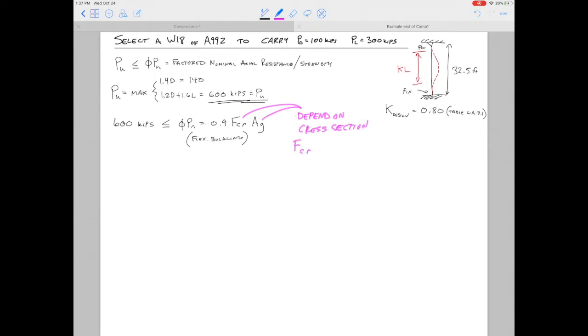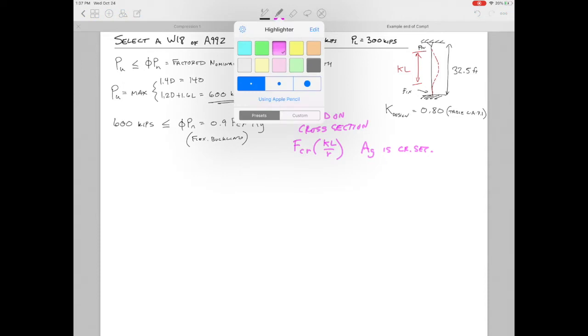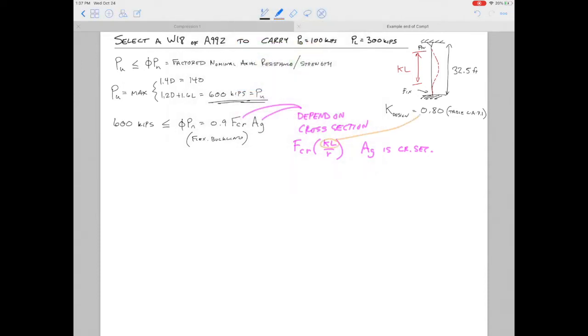Right? F critical is a function of KL over R, and of course AG, that is the cross-section. So for KL over R, the K and the L are taken care of, that's good. But for R, we don't know R. This is cross-section dependent. We don't have it because we don't have a shape. Okay, so now you see the problem here.